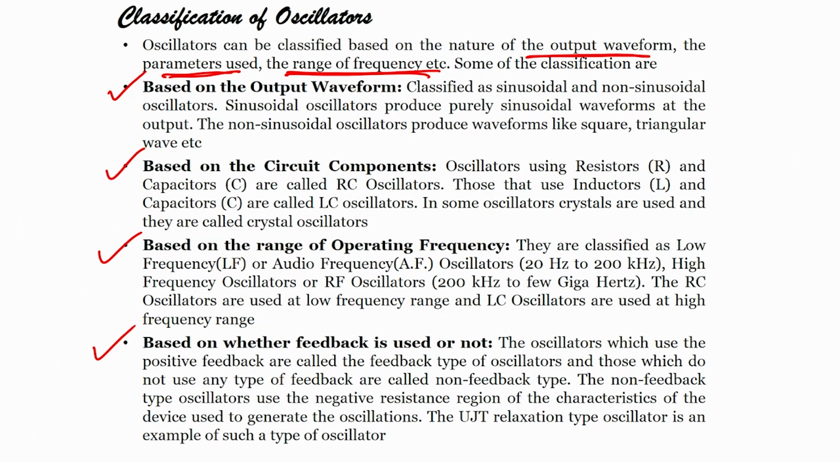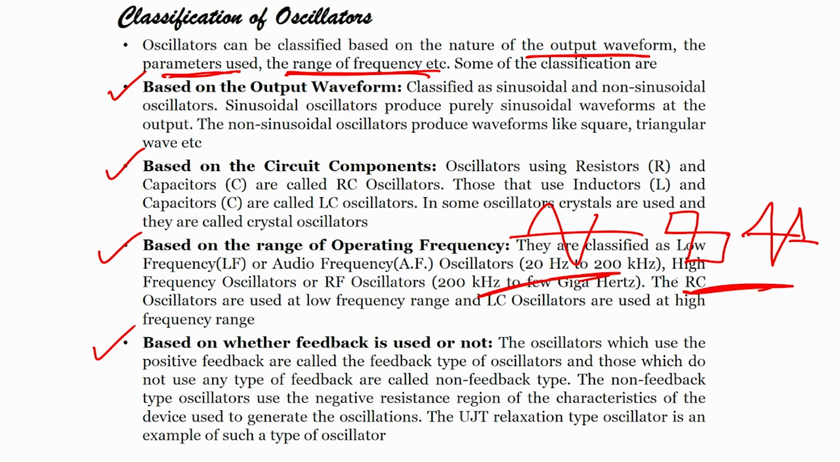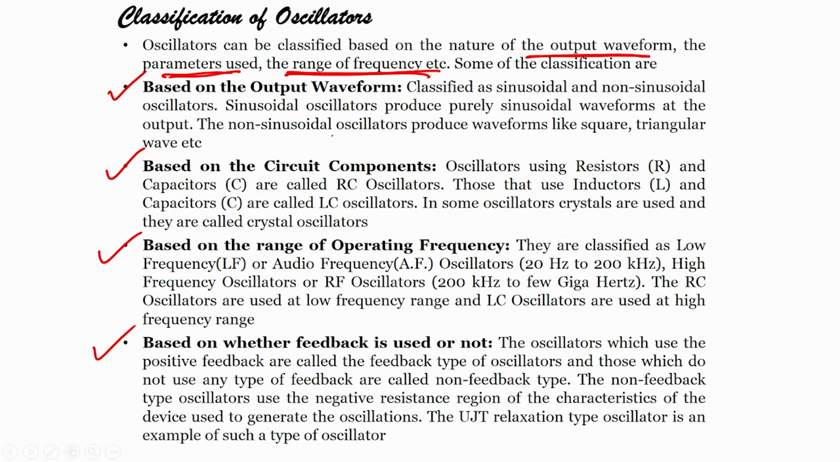Based on output waveform, what does that mean? They are classified as sinusoidal and non-sinusoidal oscillators. Either it will give us a sine wave at the output, or it will not. That means it can give a square wave, a triangular wave, or any other wave which is not a sine wave. Sinusoidal oscillators produce purely sinusoidal waveforms at the output. Non-sinusoidal oscillators produce waveforms like square, triangular wave, etc. Very easy.